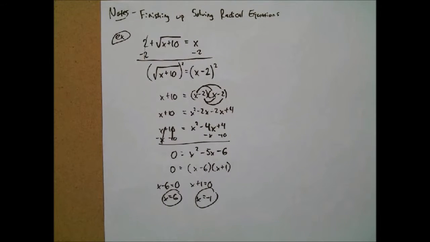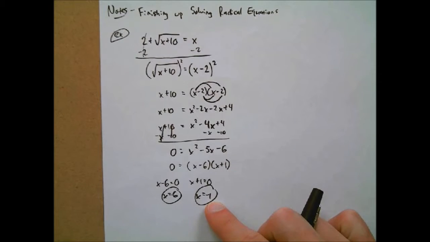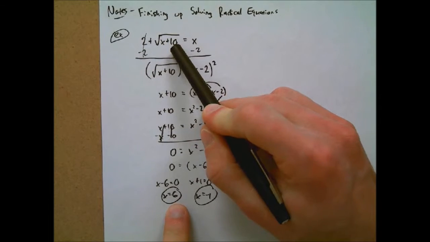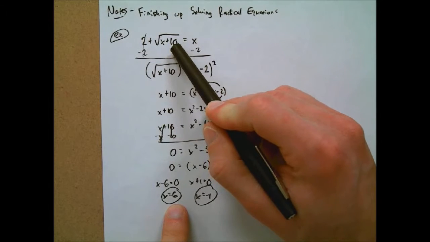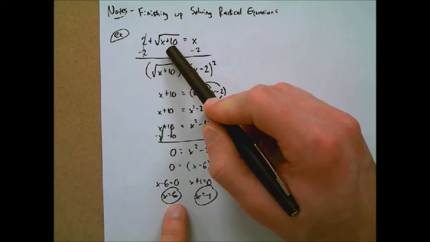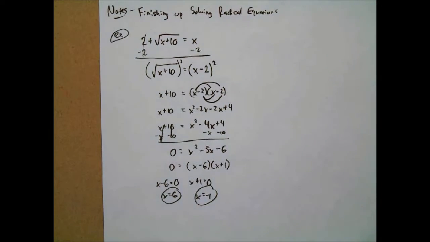We have to check these back into our original equation and make sure that they work. So let's plug in the 6. So it'll be 6 plus 10, which is 16. What's the square root of 16? 4. 2 plus 4 is 6. And that x is going to be a 6 as well. So perfect. That worked. Check. All right, let's try negative 1.